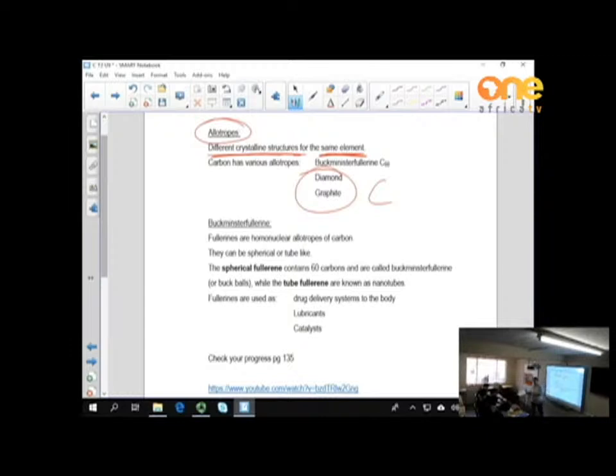Graphite is formed under different conditions. Graphite is the stuff they put in your pencil lead. If you have a lock that sticks, you buy graphite powder and you puff a little bit of graphite powder into the lock. It acts as a lubricant. Okay? Both are made out of carbon. Now, we will go into the specific shapes of diamond and graphite in one of the next units.